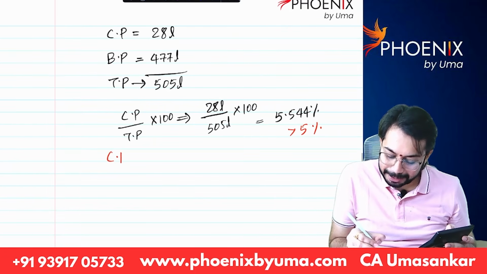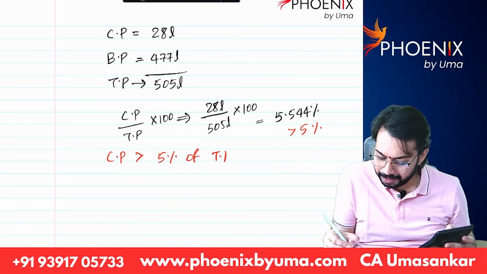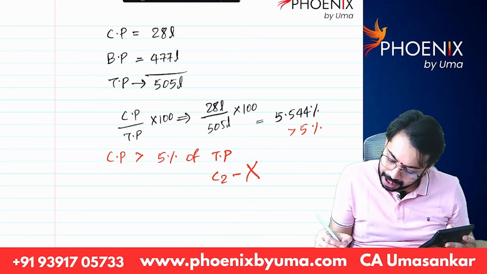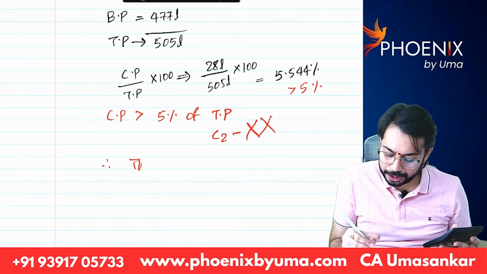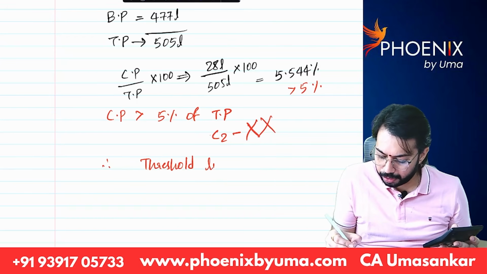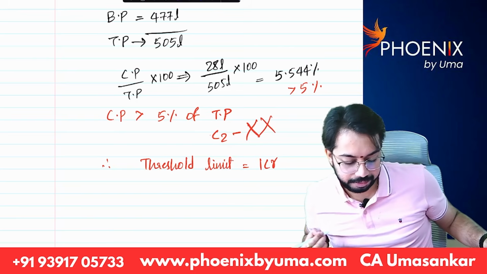Here, cash payment is more than 5% of total payment. So whether condition 2 is satisfied, condition 2 is not satisfied. So therefore, threshold limit is 1 crore.